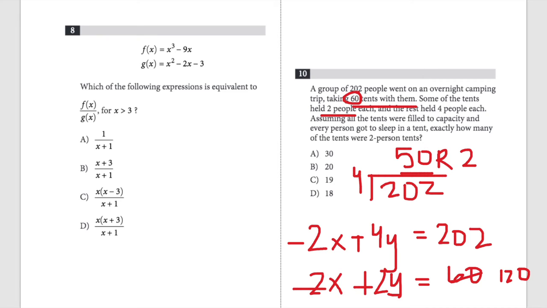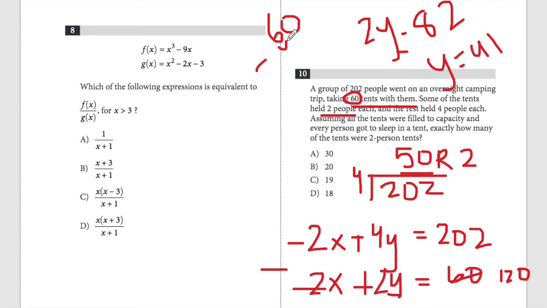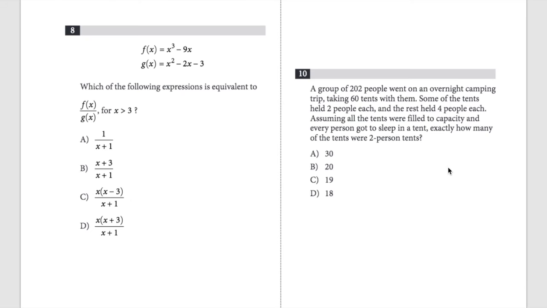Okay, and that's going to give me 2y, and then 202 minus 120, which is, I believe, 82. Okay, so y equals 41. But now we can just do 60 minus 41, because 41 is for 4-person tents, but we want the answer for the 2-person tents, how many 2-person tents there were. So that gives us 19. So our answer would be C for this one. Okay, let's keep going.